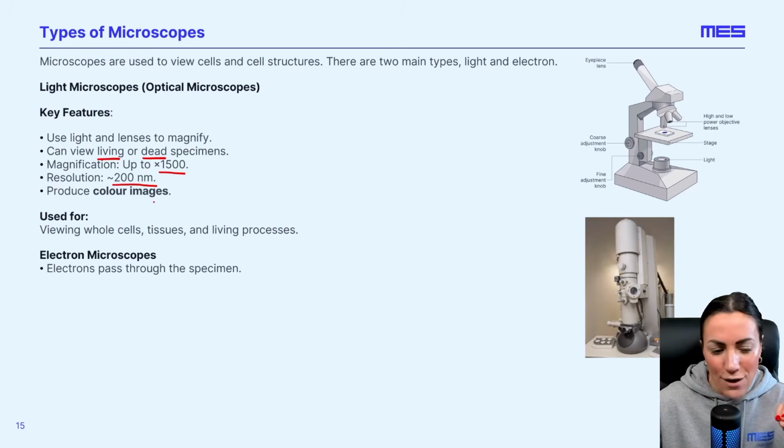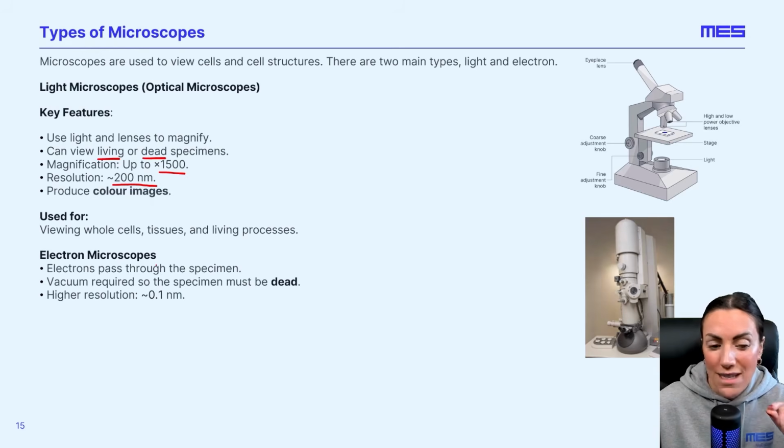Now, electron microscopes do not use light. They use electrons. And because you're using electrons, the specimen has to be placed in a vacuum where there is no air. So you can only view dead specimens, not living specimens. They have a much higher resolution. So two structures can be incredibly close together and you can still view them as two separate structures. They have a much higher magnification.